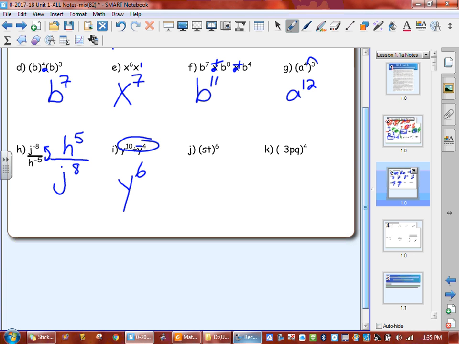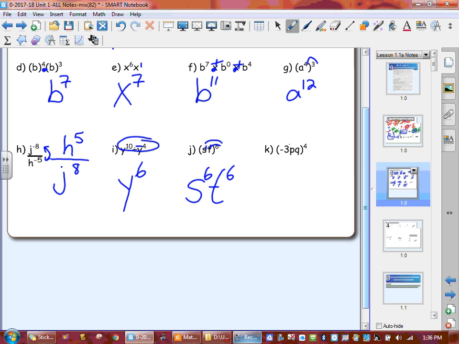This little guy here has hidden 1s on the s and the t. So that 6 is going to multiply in the brackets to both of those exponents. So you're going to get s exponent 6, t exponent 6. All of these have hidden 1s.